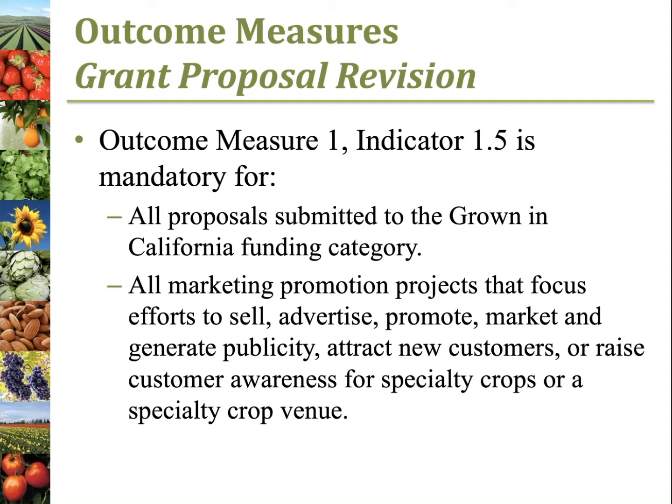And here are a few things to keep in mind regarding the following outcome measures. Remember that indicator 1.5 is mandatory for all proposals submitted under the Grown in California funding category, or for marketing and promotion projects that focus their efforts to sell, advertise, promote, market, and generate publicity, attract new customers, or raise customer awareness for specialty crops or a specialty crop venue, regardless of the funding category under which the proposal is submitted. And at least one of the sub-indicators, A, B, or C, must be selected.